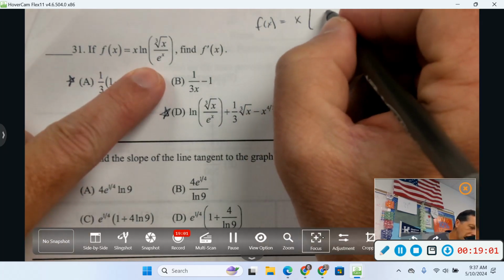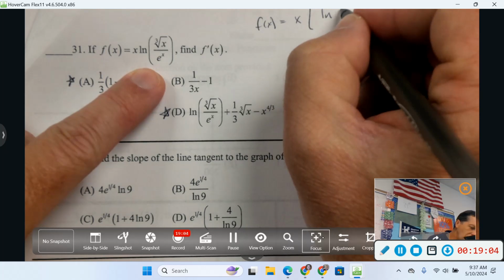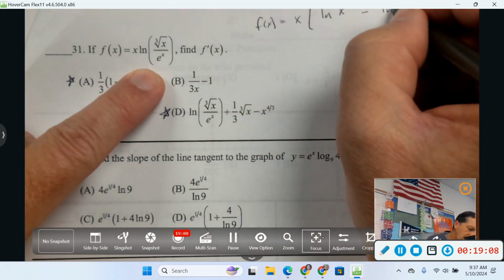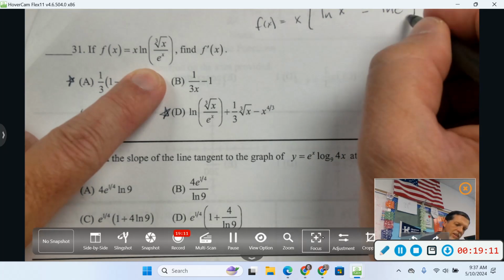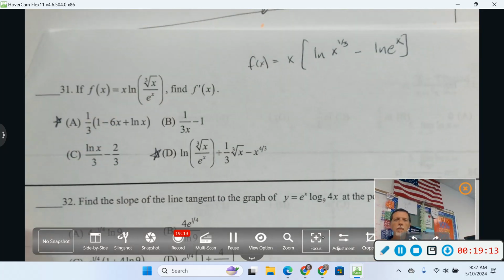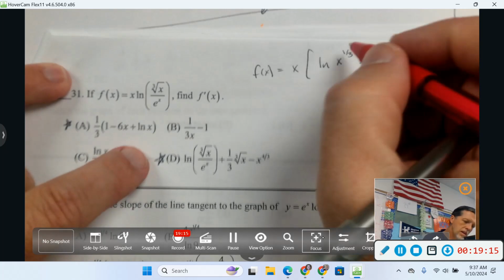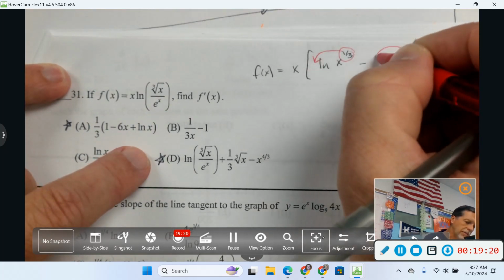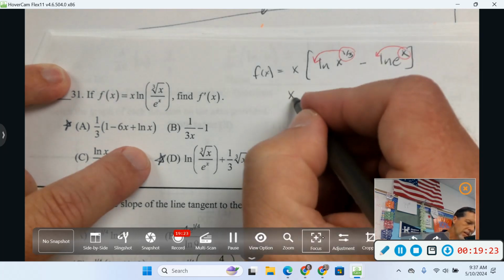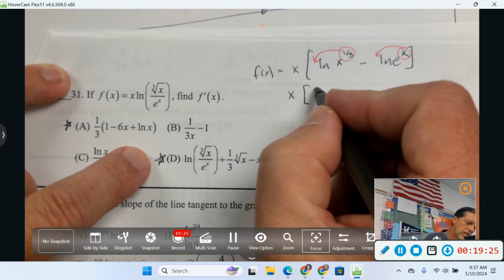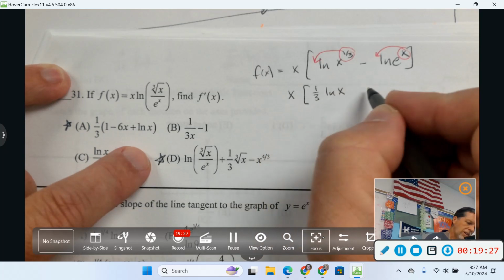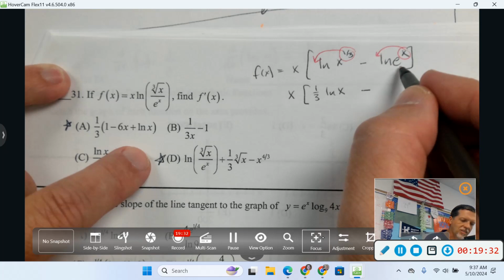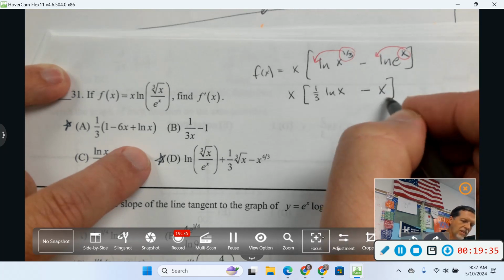Meaning, let's write this as natural log of x to the 1/3 minus natural log of e to the x, but then the 1/3 can come down front, and the x can come down front for that matter. So 1/3 natural log x minus x ln e, that's just x.